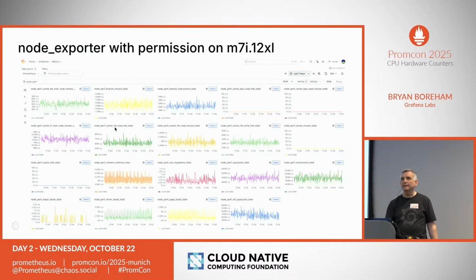We've got L1D. That's the fastest cache for data. Read hits, read misses. We've got a bunch of metrics here. That's hardware counters coming out at the node level. So that's pretty cool. So tick, we can get data.